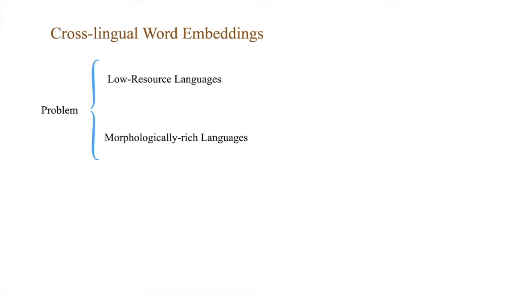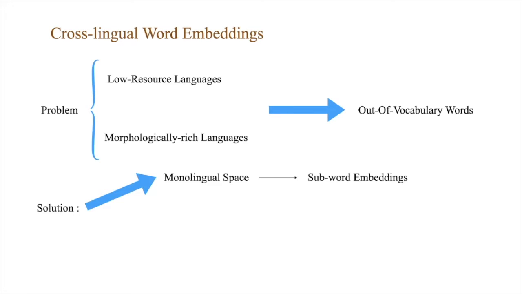Current cross-lingual word embedding methods have a problem when we apply them on lower resource and morphologically rich languages, and it is that since they are trained at the word level, they cannot provide high quality embeddings for out of vocabulary words. One solution for this problem in monolingual space is using subword embeddings, but how about cross-lingual space?